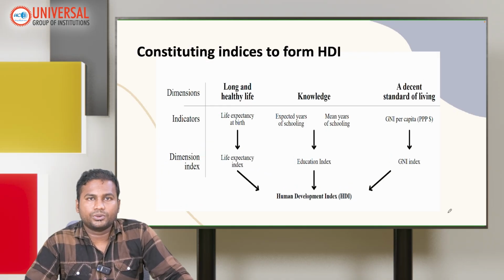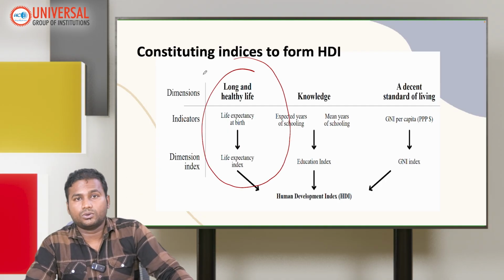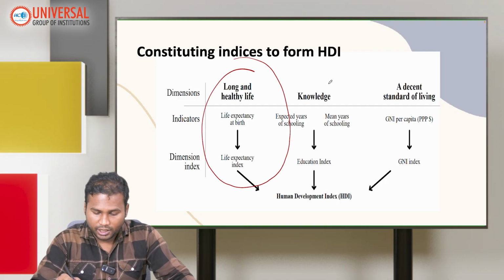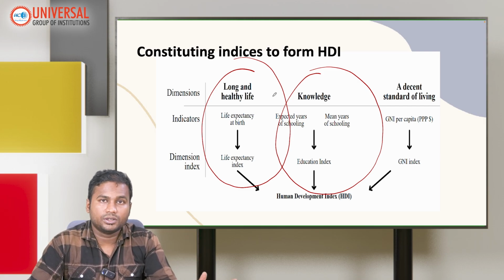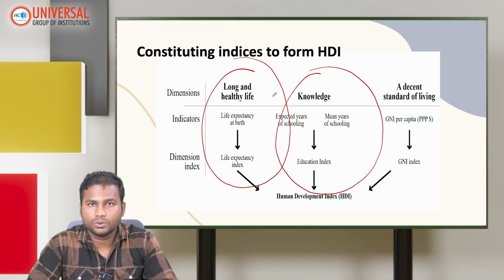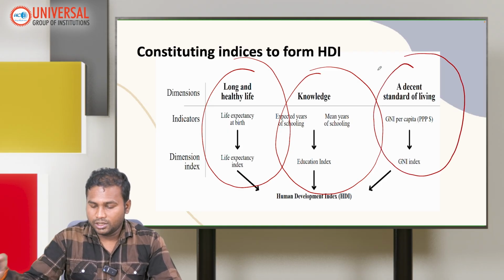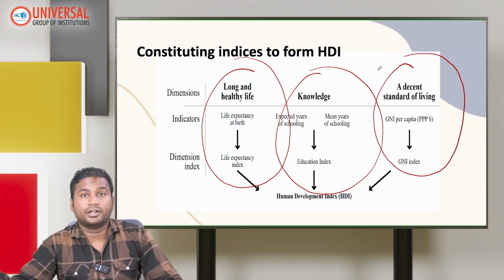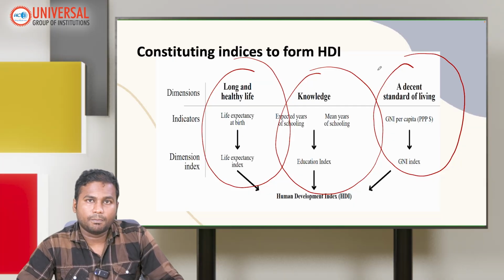So how do we constitute the indices? You have a long and healthy life, which talks about the longevity of a person, and you have knowledge, which has two components: expected years of schooling and mean years of schooling. And a decent standard of living, as I've already recited, is GNI per capita at purchasing power parity.